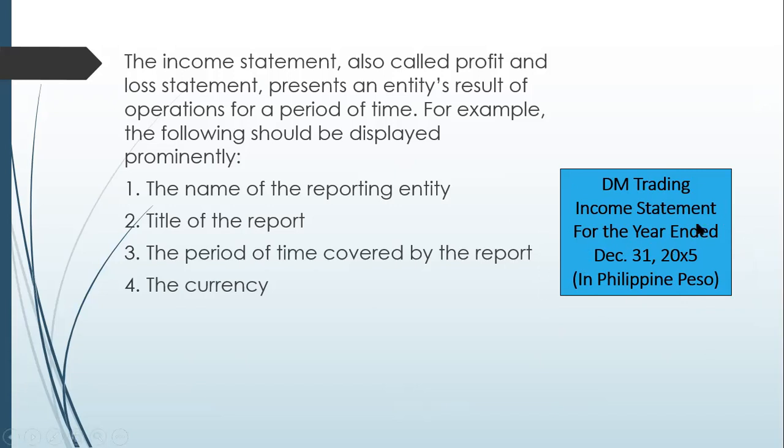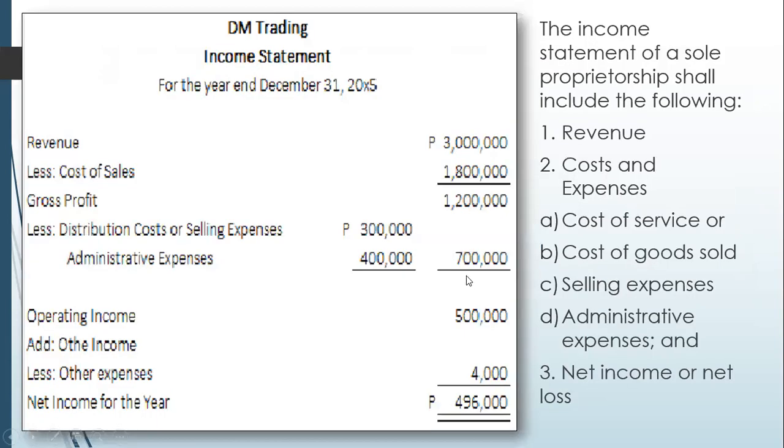Nababago po dyan yung title of the report. Kasi, before, ginawa nyo is balance sheet. Ngayon naman po is income statement. So, magpe-prepare po kayo ng income statement. So, next. Ito yung example niya. Ito yung illustration. Diba? So, yung heading natin: DM Trading, income statement, and for the year December 31, 2025.